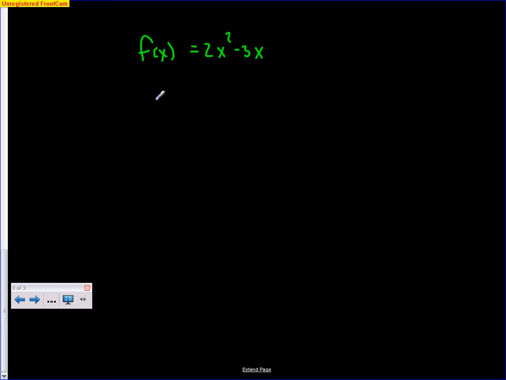Here we go. This is an easy one. No square roots, no denominators. This one should take you about all of 10 seconds to figure out: negative infinity to infinity. So don't think that every single problem that you're going to come across is one of the really tough ones.